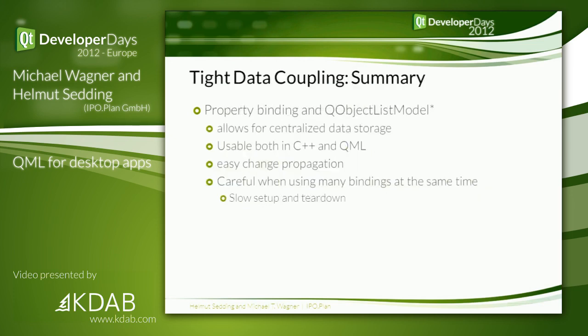This all provides you tools to access your data, which is stored in C++, and you can access it from QML, which allows you to build applications that have a centralized data storage, which is not on a server, but all in memory. And you can use it both in C++ code and in QML, because it's transparently usable. The changes are quickly forwarded, but you need to take care if you have lots of objects that are displayed because of the setup and teardown times of all the signals.